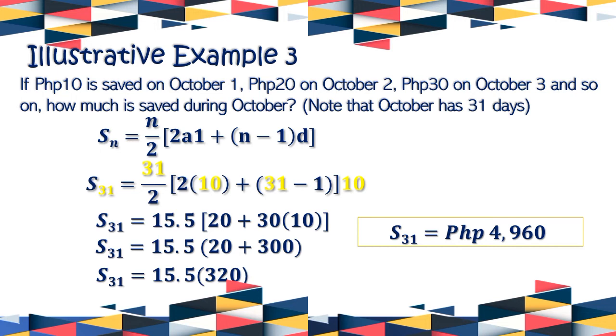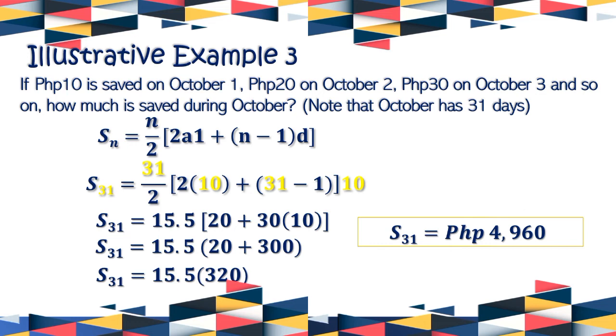So ito po ay arithmetic series. So using the formula in the arithmetic series, S sub n is equals to n divided by 2 multiplied by 2 times a sub 1 plus n minus 1 multiplied sa common difference. Substituting the values na meron po mula sa problem, we need to find the sum of the 31 days na nag-save. And that is equals to 31 divided by 2 times 2 times 10 plus 31 minus 1 and multiply sa common difference which is 10.